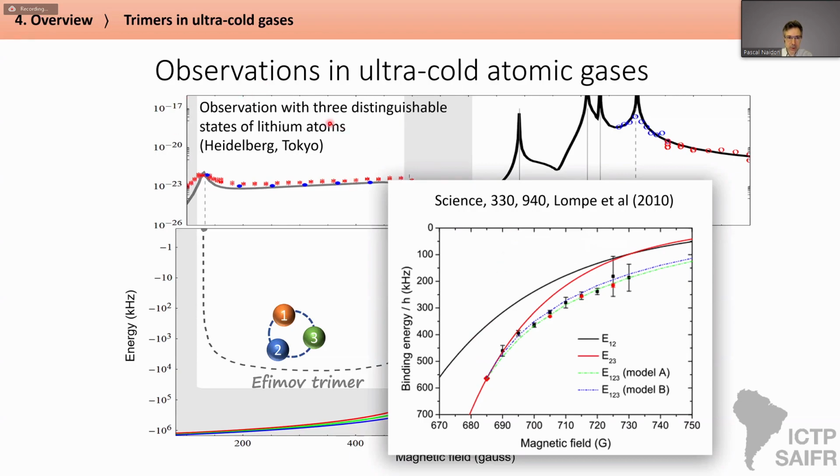So these experiments were done in the United States, in Germany, and also in Japan. This is the result from the German group. In this experiment, they were actually able to measure the energy of this ephemeral state close to this dimer threshold. So let me explain briefly how this works.